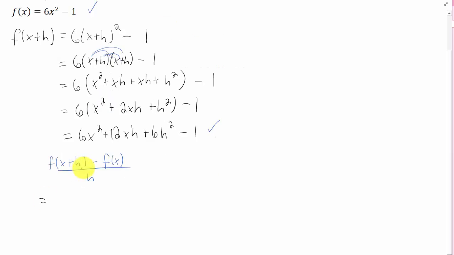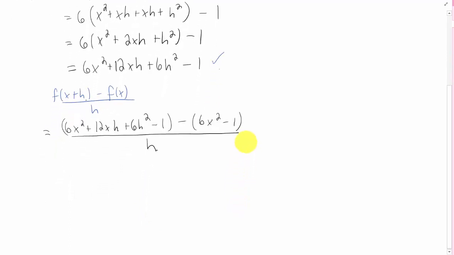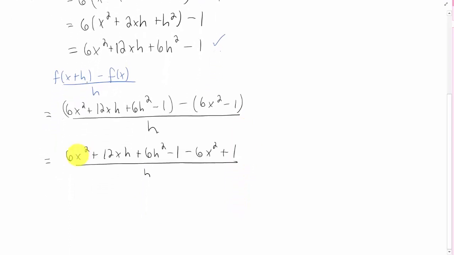There's our difference quotient formula. Let's plug in f of x plus h. And let's plug in f of x. Now all we have left to do is to simplify. You'll notice that the 6x squared and the negative 6x squared cancel. You'll notice that the negative 1 and the positive 1 cancel.